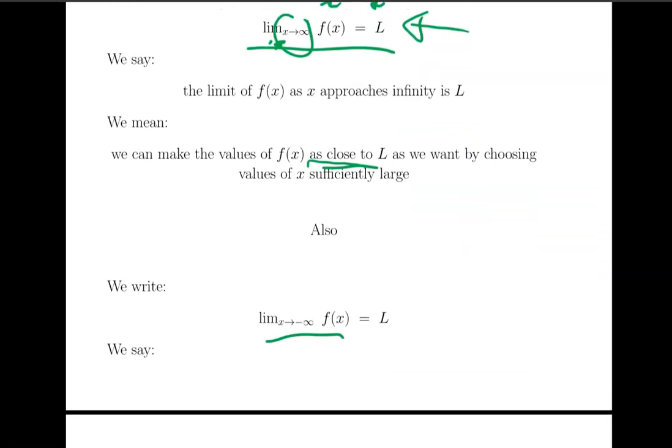Same deal here, right? The limit as x approaches negative infinity. In other words, we can make f of x as close to L as we want by picking values that are large and negative, not small, large and negative. Okay, negative infinity is a large number.